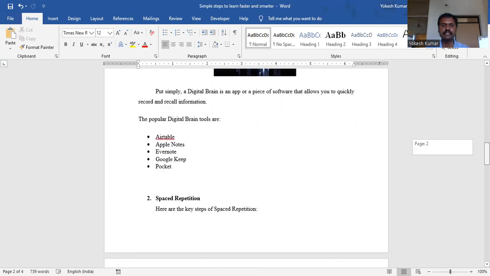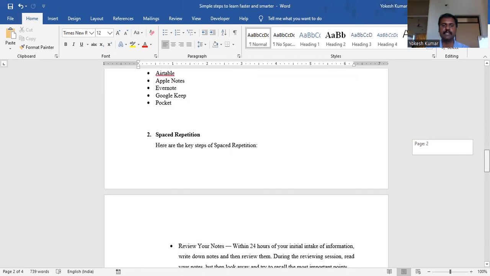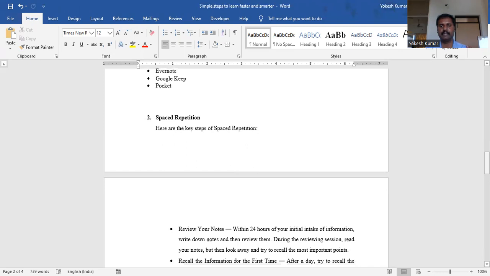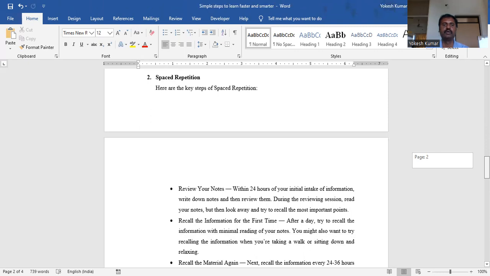And the second method is spaced repetition. So what is spaced repetition? Spaced repetition means you are discretizing the things. You are splitting the learned things into many parts. So here I have listed the methods to adopt spaced repetition.